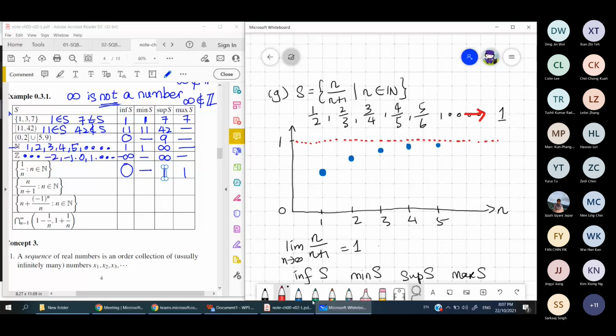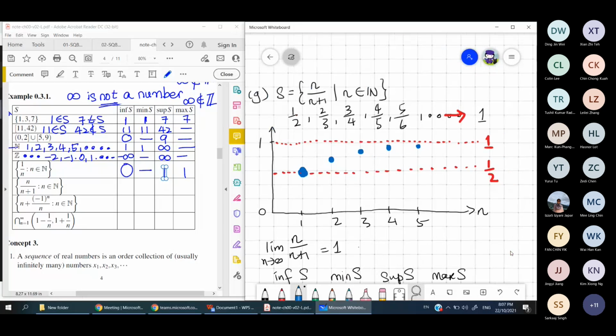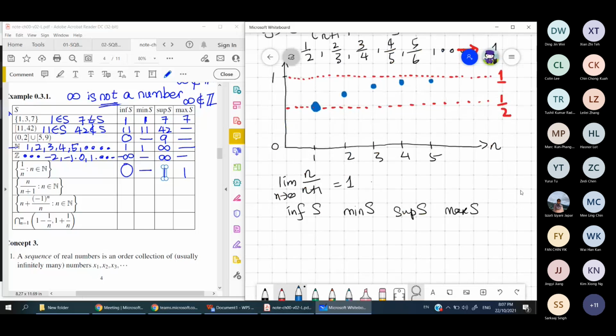So similarly, you can see we can draw a lower bound for it. So this is the line y equals to half. This is the line y equals to 1. So none of them touch this borderline, and none of them touch this upper borderline. Okay, and it never goes beyond here. So in this case, we can see half will be the lowest, the infimum, and 1 will be the supremum.